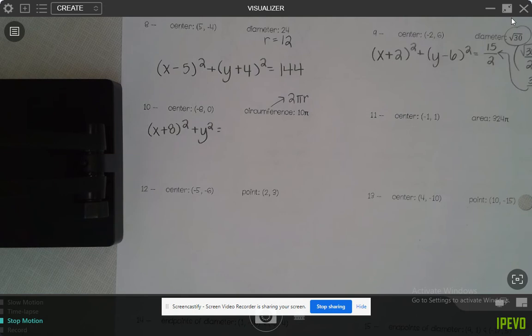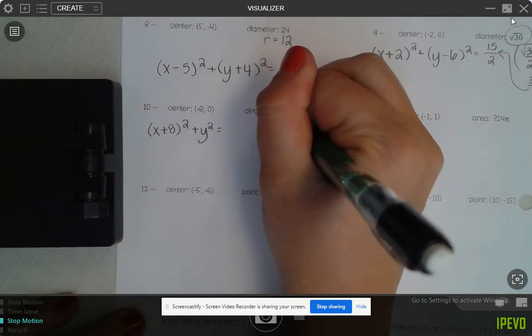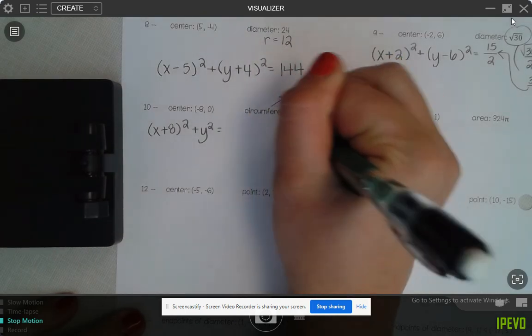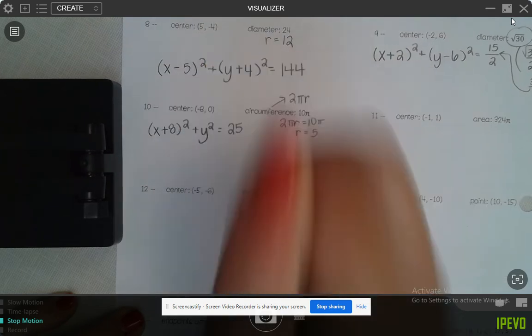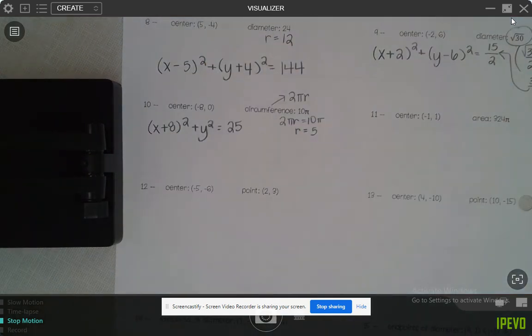Pi r squared is totally different. So 2 pi r equals 10 pi, so my radius is 5. So r squared is 25. No, you said the answer. Because I did it for you.